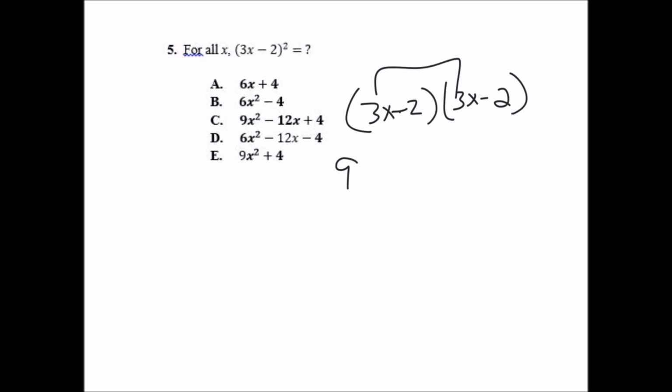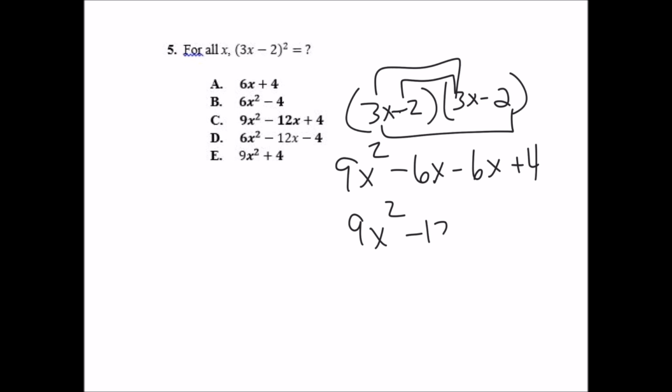Here we want to know for all values of x, the quantity of 3x minus 2 squared equals what? This is just using the FOIL method. 3x minus 2 times 3x minus 2, 9x squared minus 6x minus 6x plus 4, 9x squared minus 12x plus 4. Correct answer is C.